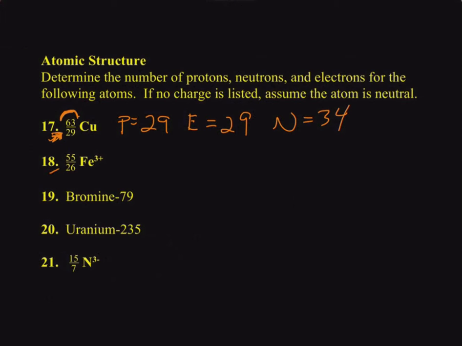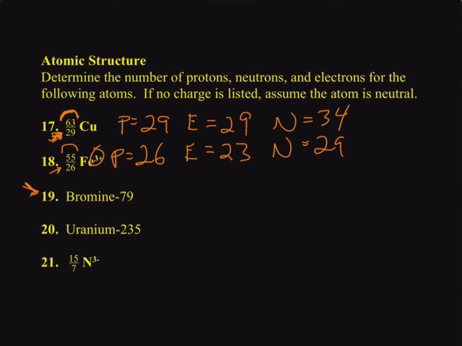In the next one, the bottom number, 26, still the number of protons. That's always going to be true. The number of electrons, though, is different because this one has a charge of plus 3. A charge of plus 3 means there are 3 fewer electrons than there should be in a neutral atom. So I'm going to take away 3, and we'll say that there are 23 electrons. The number of neutrons is 55 minus 26, which is 29 neutrons. And then down here, the way these are written, bromine tells you the element.